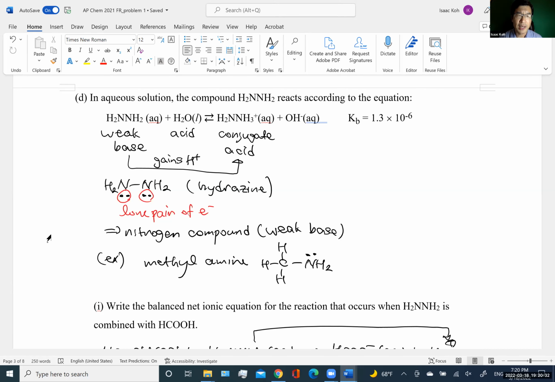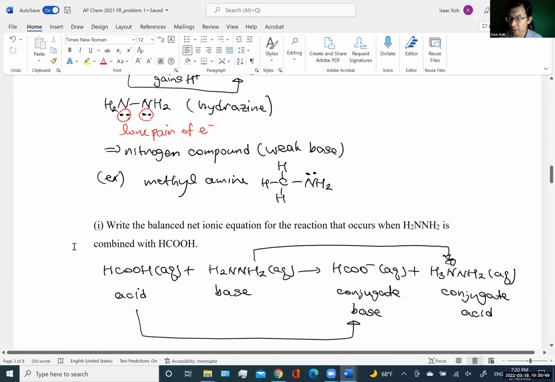And here, let me remind you again about another nitrogen-containing compound, methylamine. Methylamine has a methyl group, CH3, and an NH2 group. The nitrogen has a lone pair. Methylamine is again another weak base.